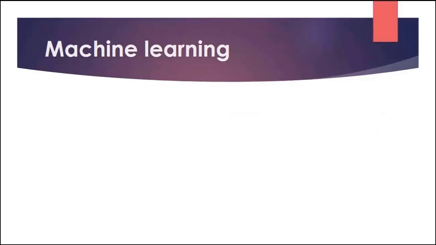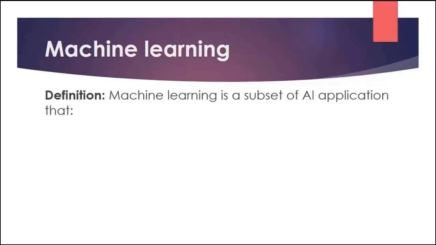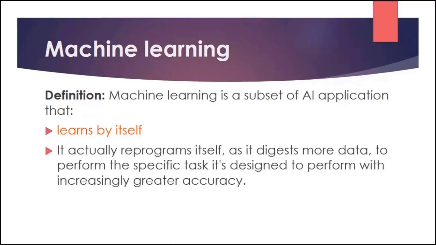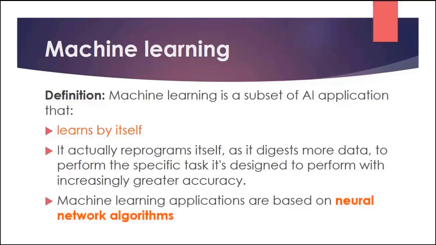As I said, machine learning is the most important branch of artificial intelligence. A machine that learns by itself. Machine learning is a computer program that has the ability to automatically learn and improve from its experience without human intervention. Machine learning applications are based on neural network algorithms.